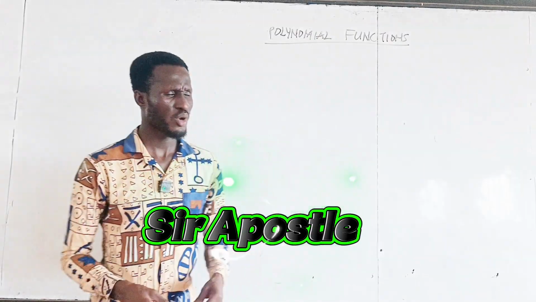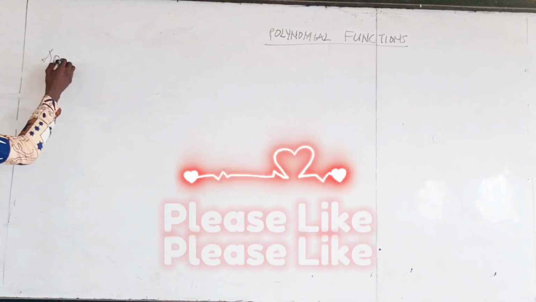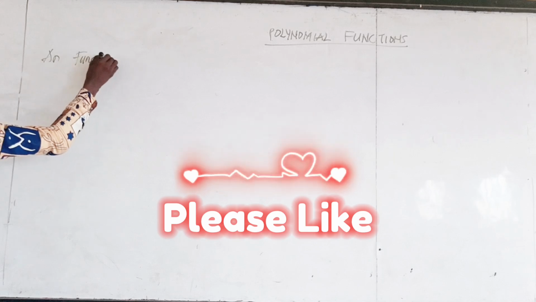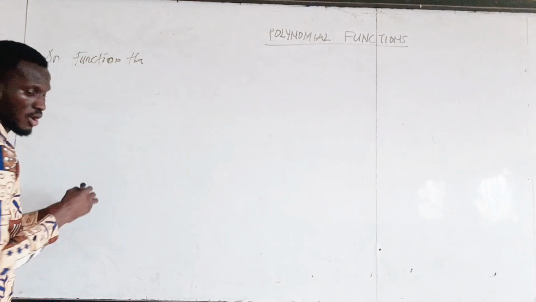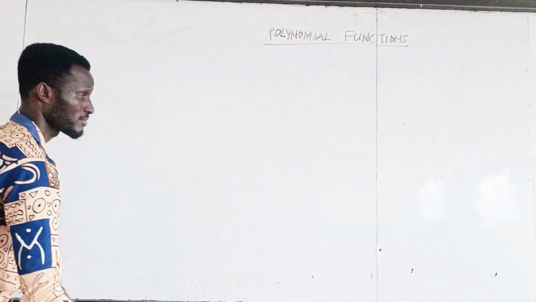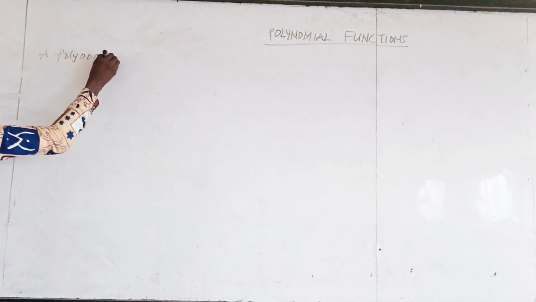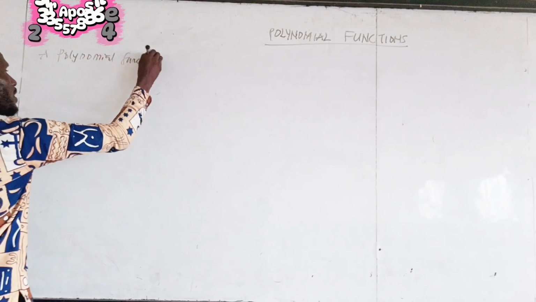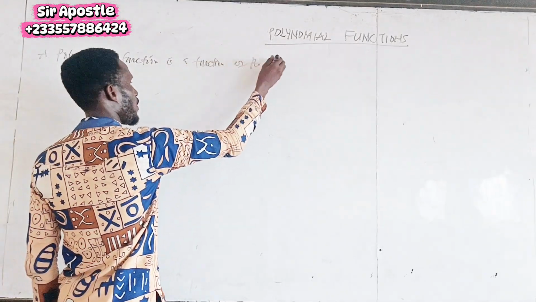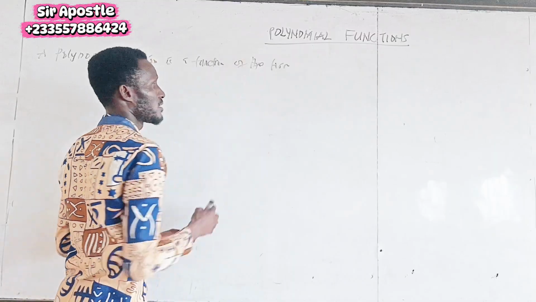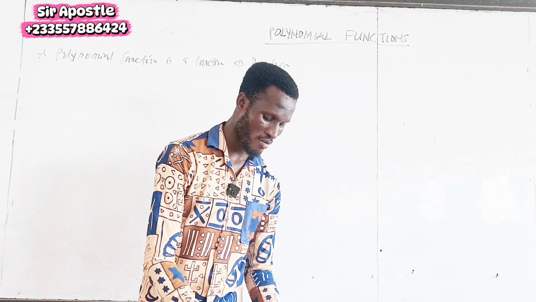We are going to talk about polynomial functions. Now, you know polynomial functions. A polynomial function is a function of the form. Now, look at the form of a polynomial function.